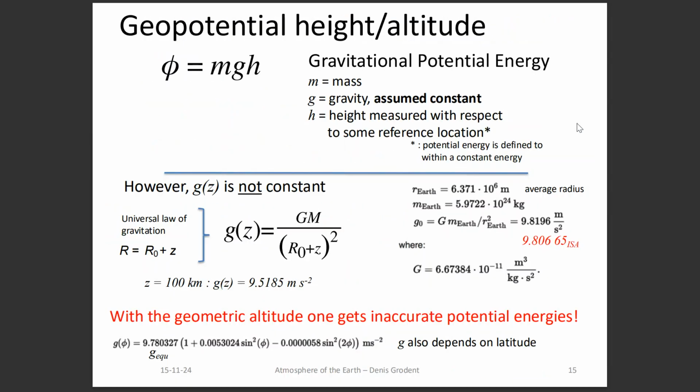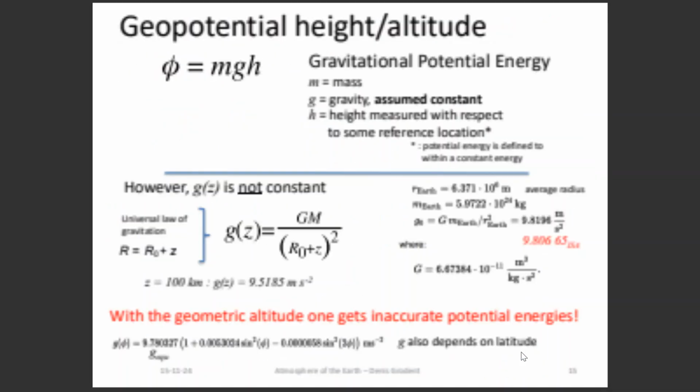So we talked about the geopotential height. Like we all know, the potential energy is described as phi equal to mgh. However, the gravity is changing with the altitude. The gravity is changing with the latitude too. So we can introduce a higher level of accuracy by introducing the variation of g with the altitude. So, for example, here at 100 kilometers, we saw that the gravity was approximately 9.51 meters per second squared, which is already a good percentage of the radius of the Earth.